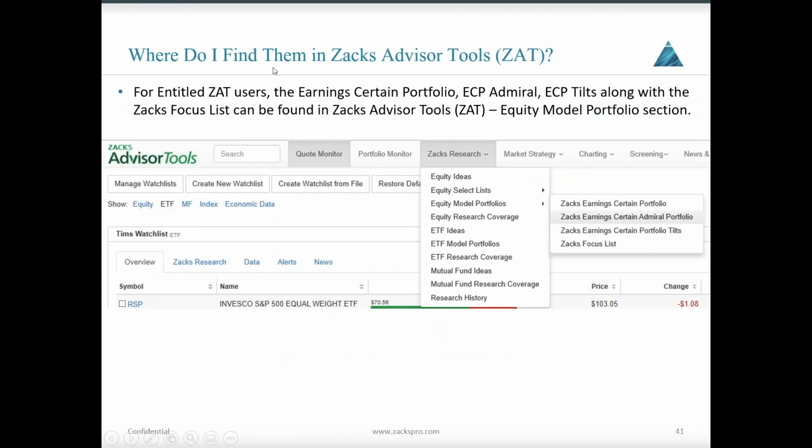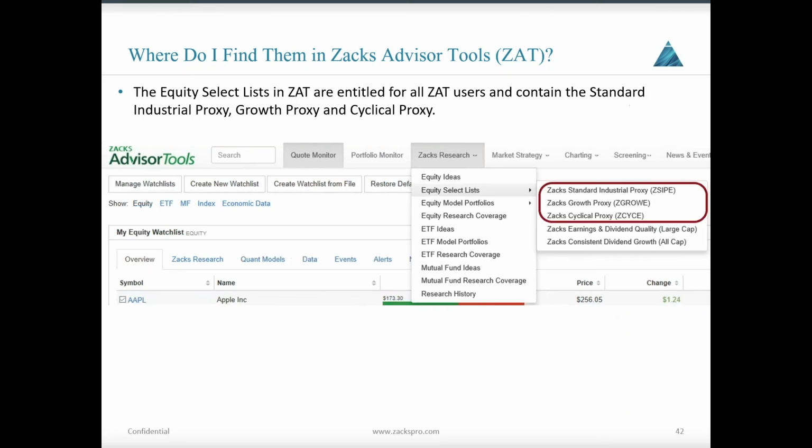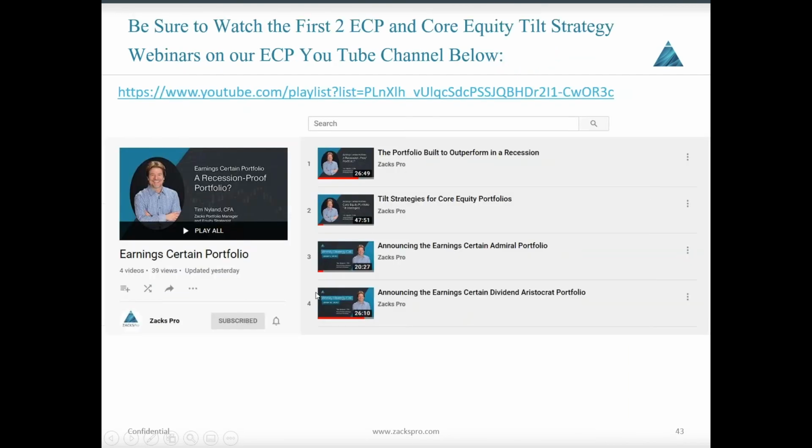So where do I find these portfolios in Advisor Tools? You can see I have the Earnings Certain Admiral portfolio highlighted. It's under the equity model portfolio, and the standard industrial proxy, the growth proxy, and the cyclical proxy are all under the equity select lists. Keep in mind that I do a much more thorough job of going through the underlying constructs of the Earnings Certain portfolio itself in my very first webinar. And here's your equity select list.